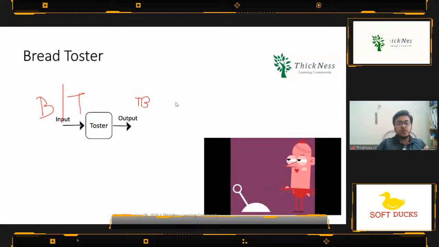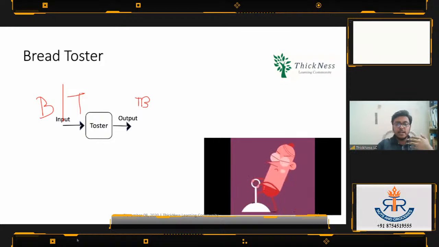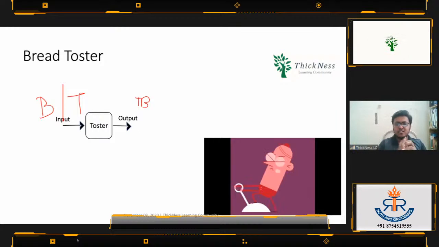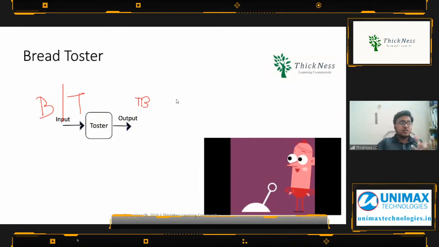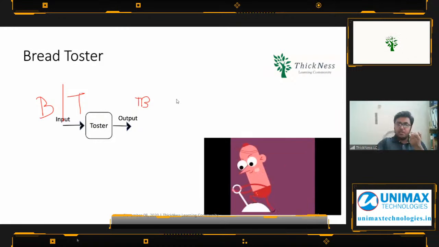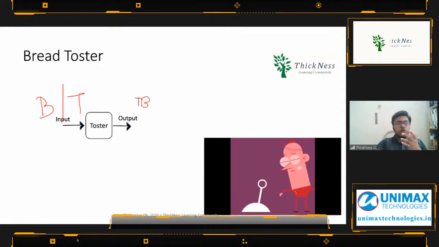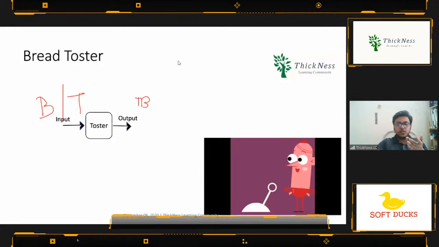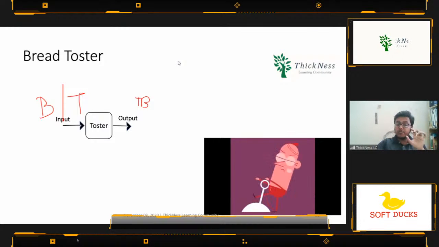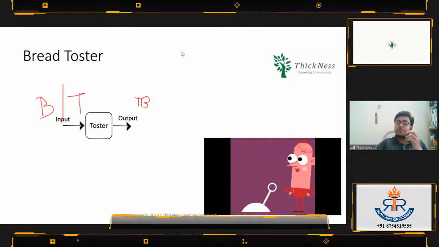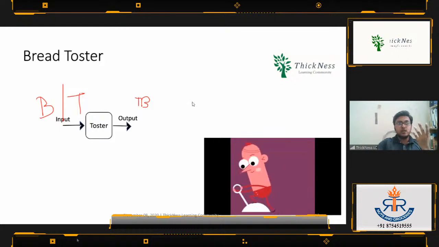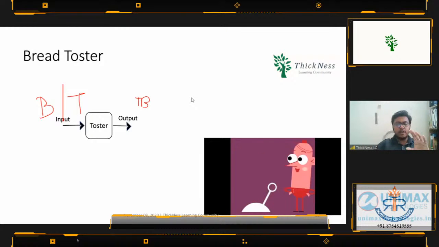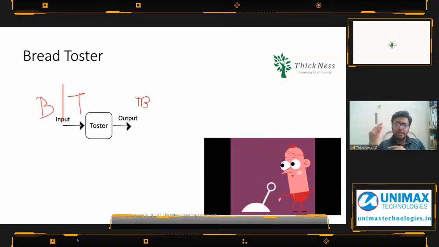So, what will be the desired output for a bread toaster? It's a very simple device. It doesn't have much logical mechanism. So what would be a desired output for a bread? The desired output is the color of the toasted bread. The color of the toasted bread can vary from a dark brownish color to a mild brown color. So this is the desired value.